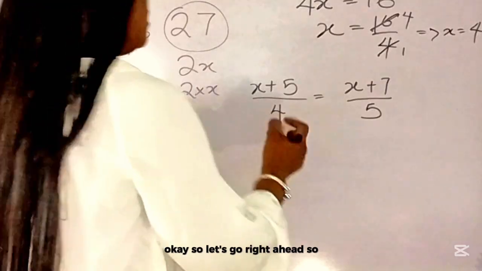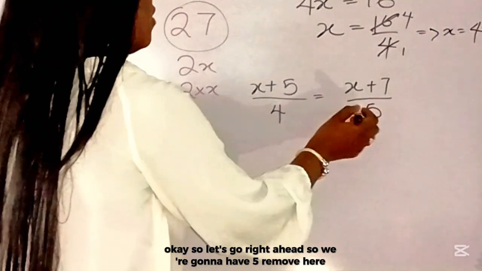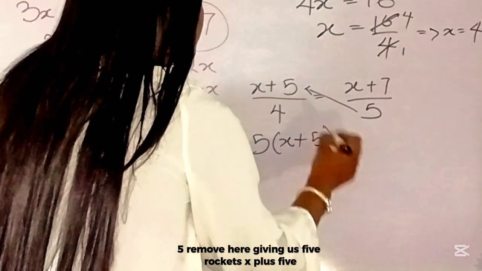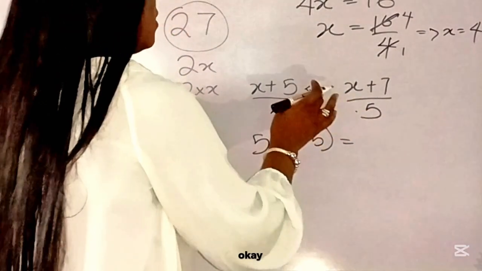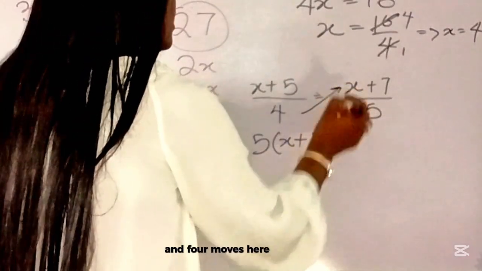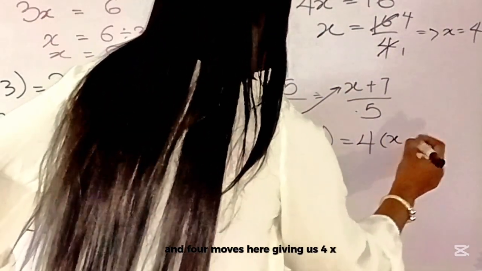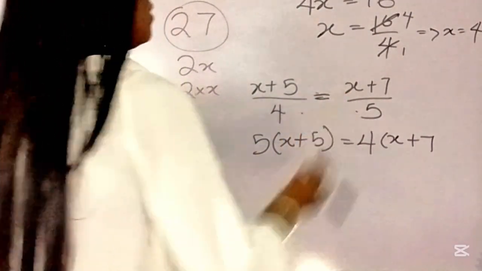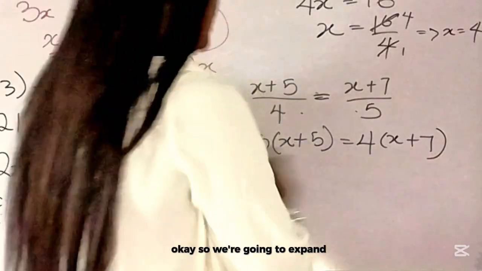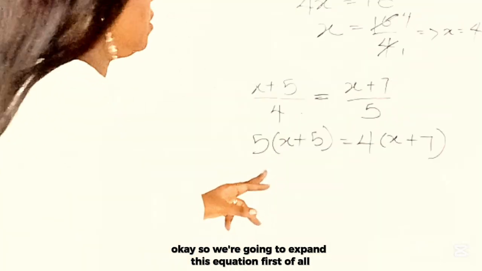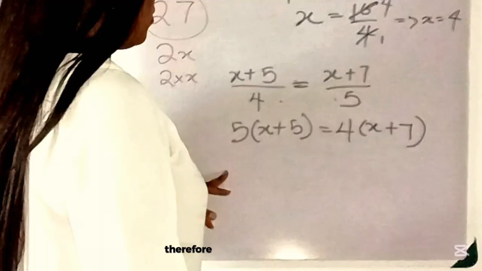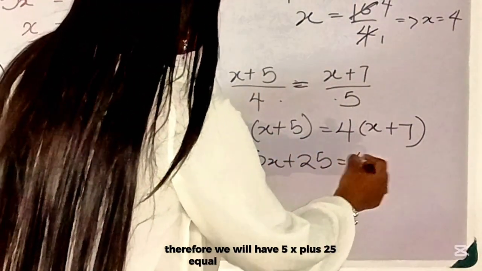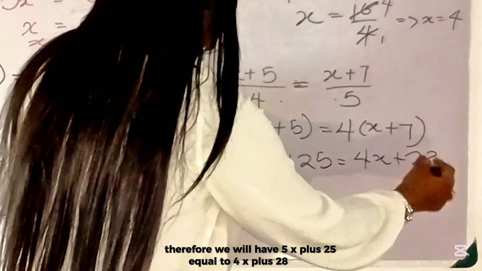So we're going to have 5 will move here, 5 will move here, giving us 5 bracket x plus 5. Okay, and 4 moves here, giving us 4x plus 7. Are we good? Okay, so we're going to expand this equation first of all before we rearrange. Therefore, we will have 5x plus 25 equal to 4x plus 28.